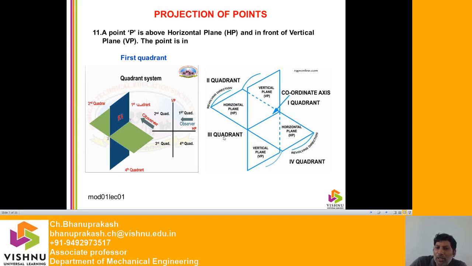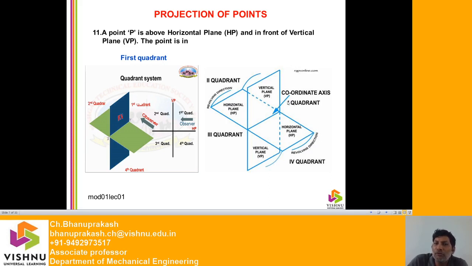Otherwise the problem belongs to the third coordinate, you have to situate your point here. If the point is located in the fourth coordinate, then you have to put your point here in the fourth coordinate. See what the question is here. A point P is above the horizontal plane and in front of the vertical plane. So where is the point? Obviously in the first coordinate. It is mentioned here, the point is above HP, in front of VP.